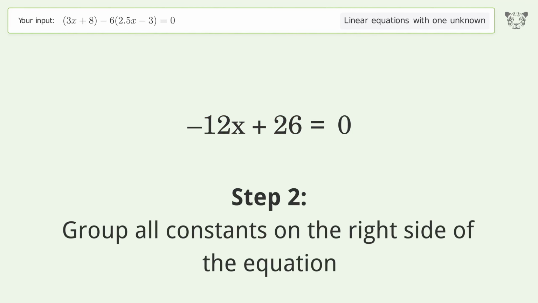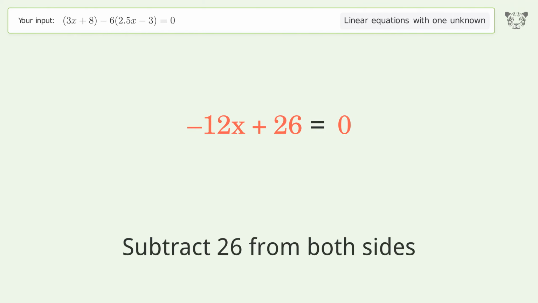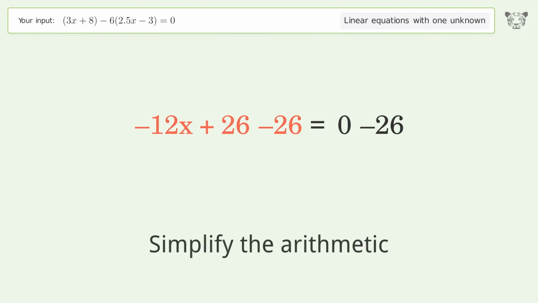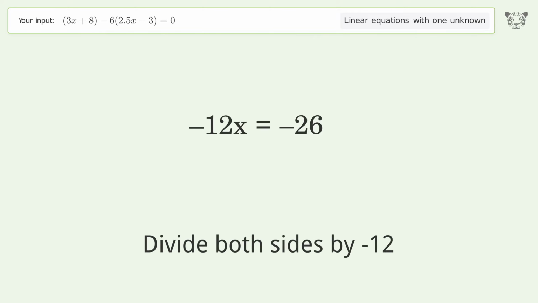Group all constants on the right side of the equation. Subtract 26 from both sides. Simplify the arithmetic. Isolate the x. Divide both sides by -12.